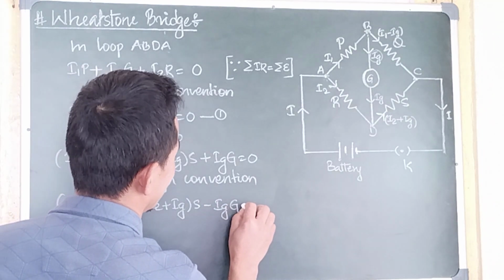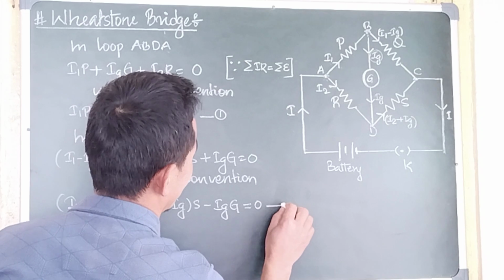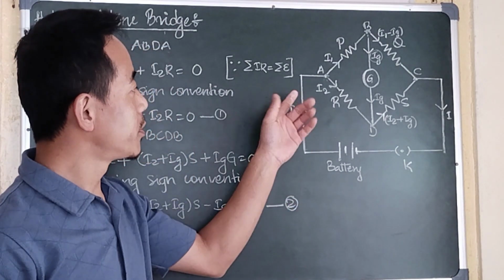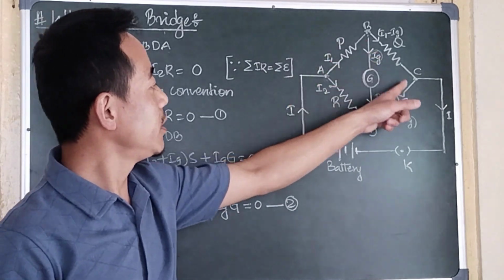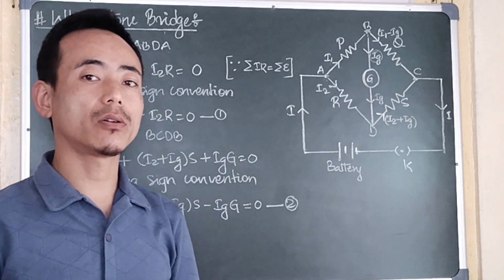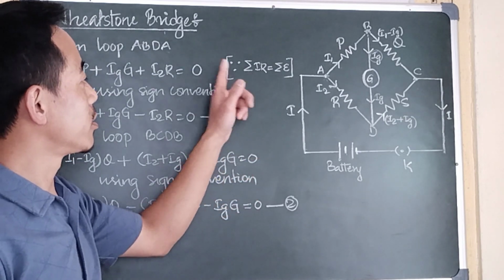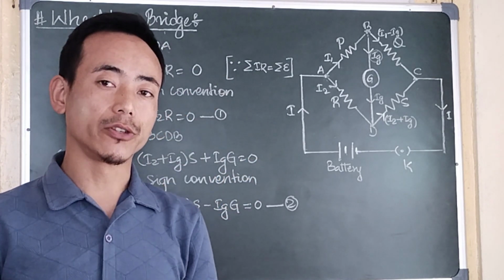So let this be equation number 2. We have used two loops, ABDA and BCDB, and we have found two equations, equation number 1 and equation number 2, using Kirchhoff's laws and sign convention.